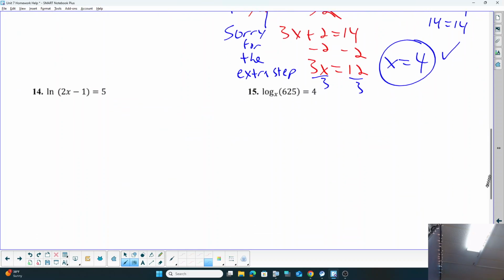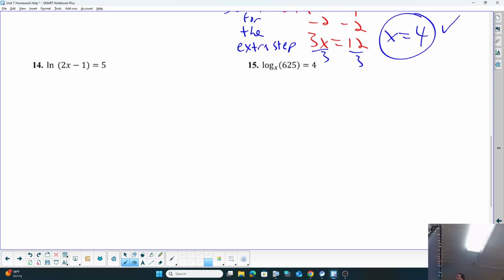Okay, there we go. Okay, try 14 now. Try 15 on your own. You got this. Try it on your own. So log base x of 625 equals 4.